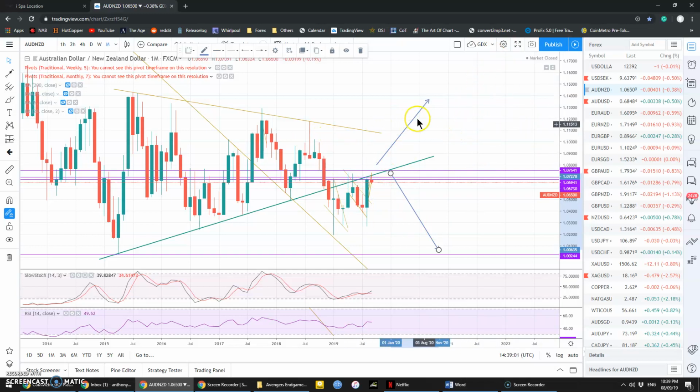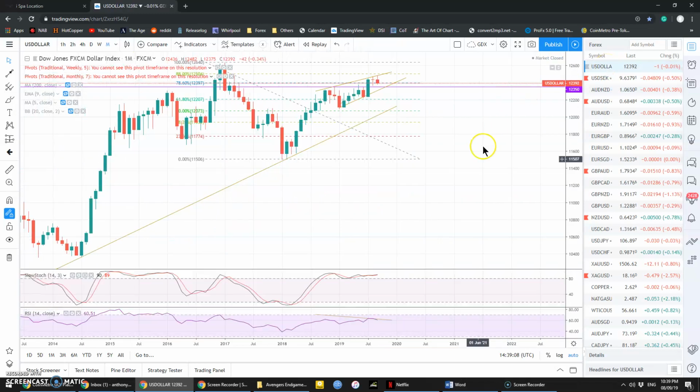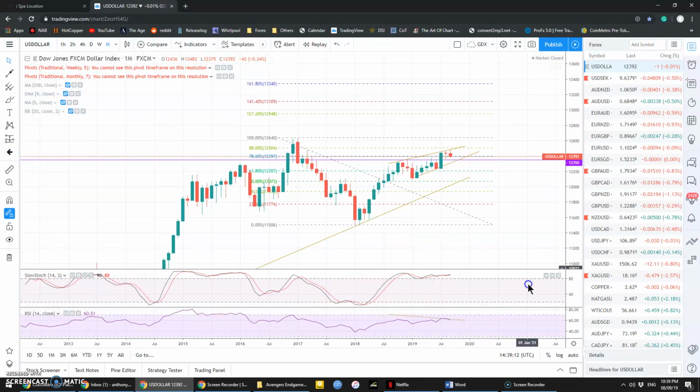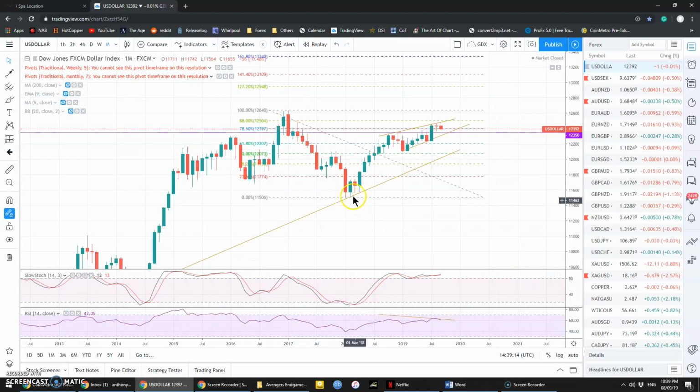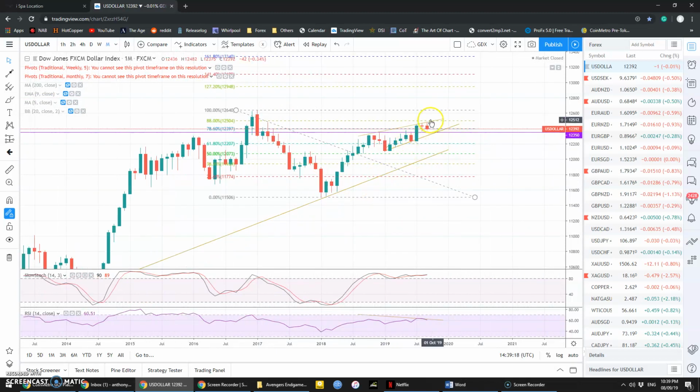So yeah, that's it for the Aussie dollar. I'll do a quick overview of the US dollar. Right now it's messy. That's the best way to describe it. We have a downward movement and what could be seen as a corrective phase into a wedge.